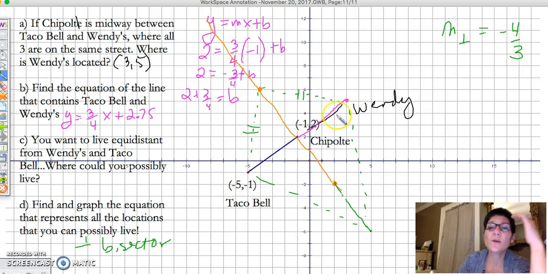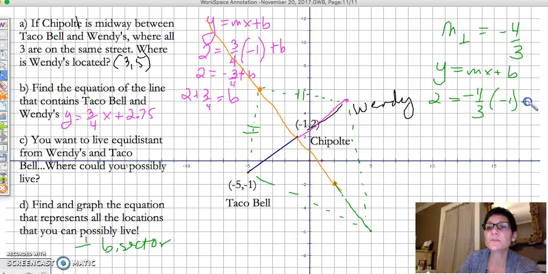And now, again, all you have to do this time is pick any point on this line, okay? And noticing that you always start from the midpoint when you're trying to graph your perpendicular bisector. You always start where? That's right, the midpoint, and you go from there. So I am going to use this point also to find the y-intercept of the line. So I'm going to do my y equals mx plus b. And again, I'm going to put 2 in for y. This time I have -4/3 in for m, x is -1, plus b.